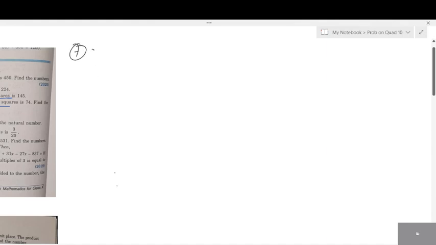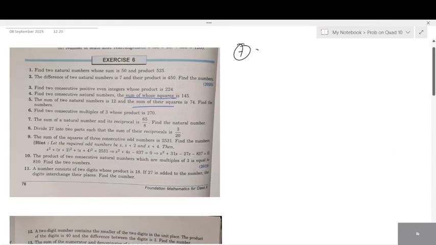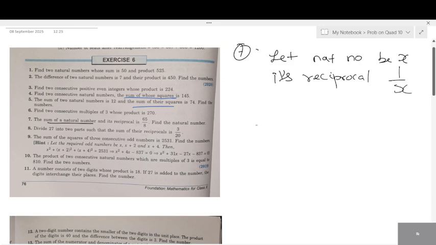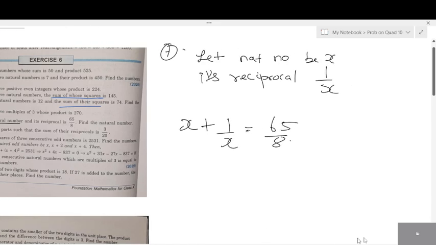Seventh question. The sum of a natural number and its reciprocal is 65 by 8. Let natural number be x. And its reciprocal, reciprocal meaning 1 by x. When you add both, the sum of natural number and its reciprocal is 65 by 8. So x plus 1 by x is equals to 65 by 8. Find the natural number. This is the equation.